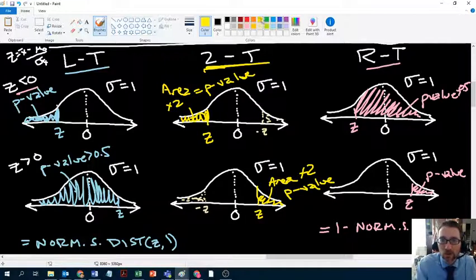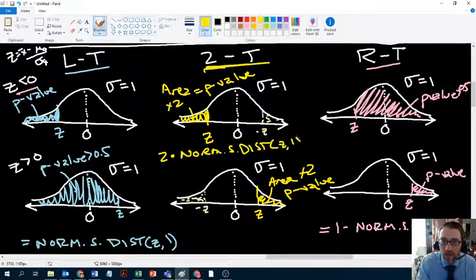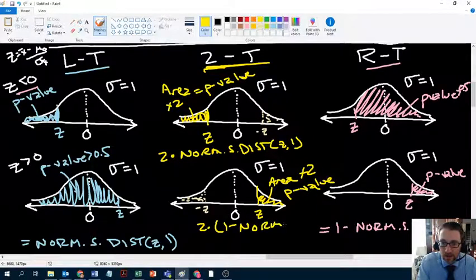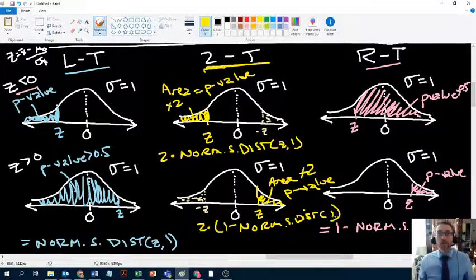Now this is a little trickier because in this case, this is going to be 2 times norm.s.dist of z comma 1. And this one is going to be 2 times 1 minus norm.s.dist, which drives home the point I've been trying to make for a long time, which is draw the picture. Right, the pictures are really helpful. They prevent you from making mistakes that you shouldn't be making, and drawing the picture really does help you build the intuition.